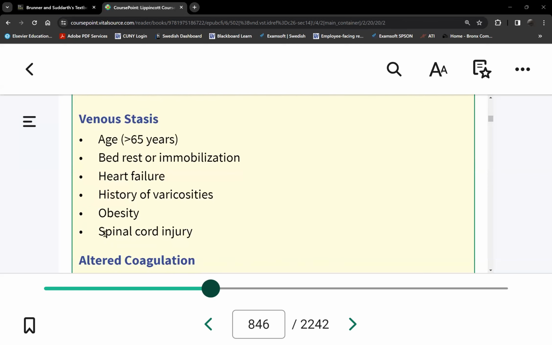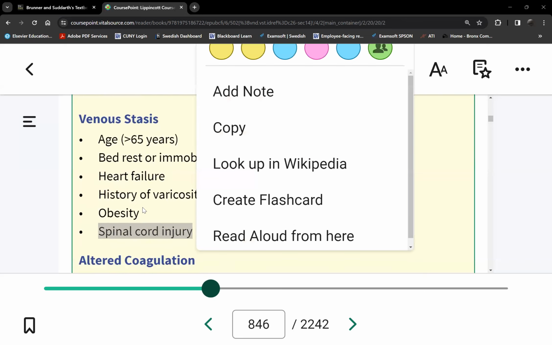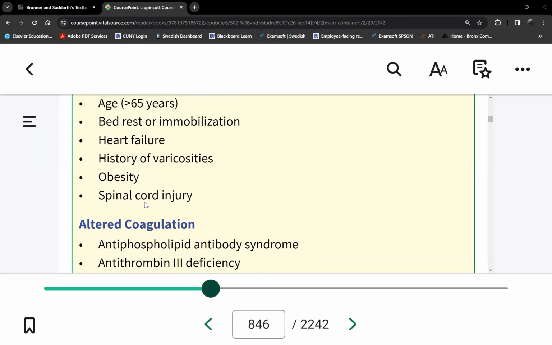Spinal cord injury is included here because why? Are these people moving? Okay, these are bed-bound patients. Obesity, they have decreased mobility as well.